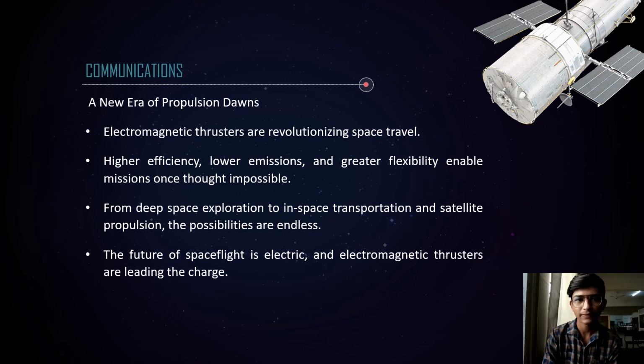They offer superior efficiency, reduced environmental impact, and greater flexibility compared to traditional chemical rockets, enabling missions to reach previously unreachable destinations, from venturing into the depths of the solar system to maneuvering seamlessly in Earth orbit. Electromagnetic thrusters hold the potential to transform how we travel and interact with the cosmos. As research and development continue, the possibilities for utilizing these engines only expand, painting a bright future for humanity and future advances in space.